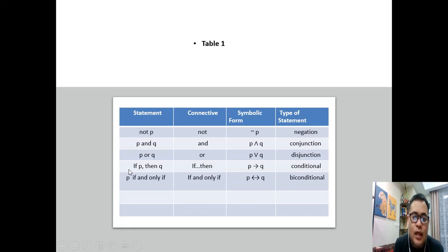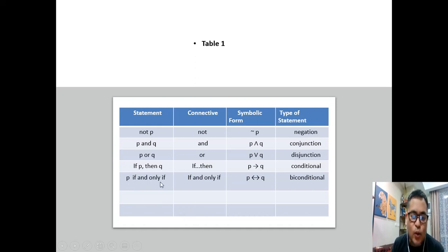Okay, if P then Q. So that means the connective is if and then. So P arrowhead Q means conditional. So for conditional statements, usually the clue is the if and then. For example, if today is Saturday, then I'll be playing basketball. Something like that.